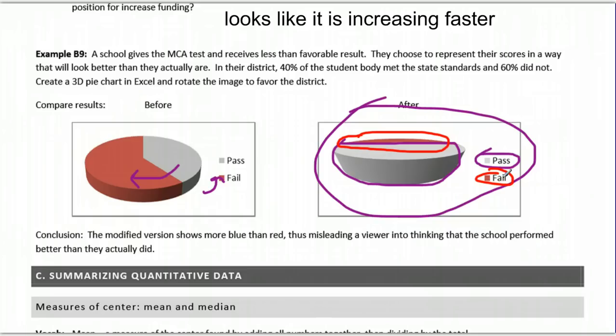And this is something that Mr. Warnicki actually saw when he was visiting a school. He actually saw someone do this to a graph of their MCA data. So this is something that actually happens, how people can distort data to make it look better than it is. So you have to be very careful when you're presenting things in a 3D format like this. And that's misleading graphs.